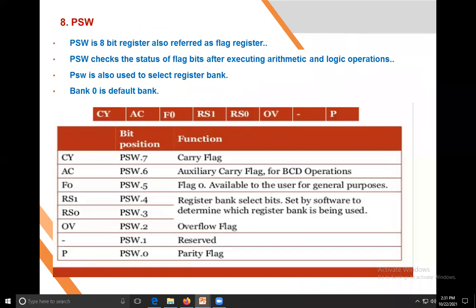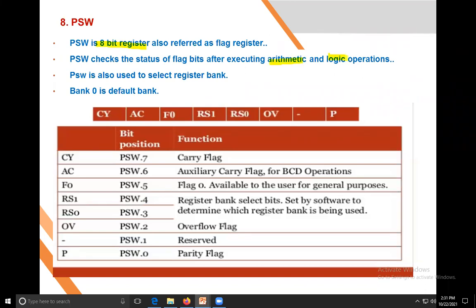So we are discussing the program status word. Program status word is similar to the flag register in the 8085. It is an 8-bit register, the same as a flag register. We have to use it for the execution of arithmetic instructions and logic instructions. We discussed this at the time of programming in the 8085.